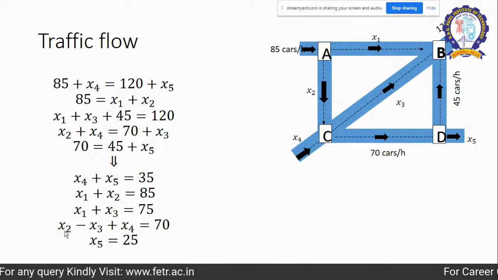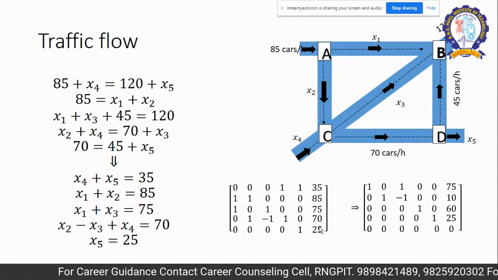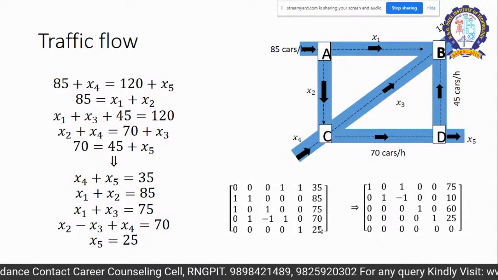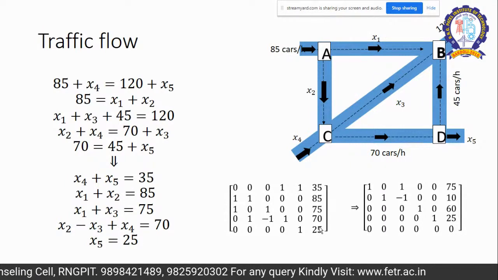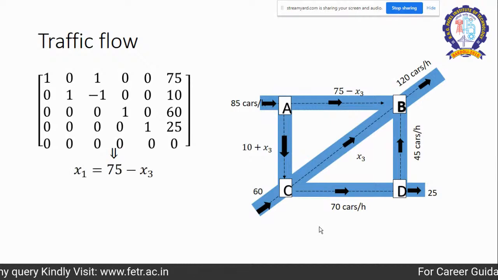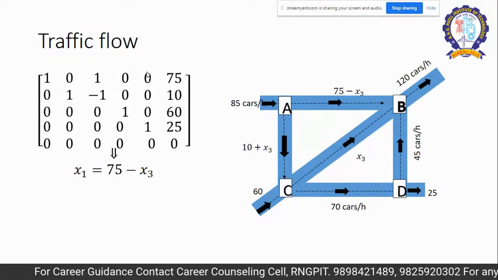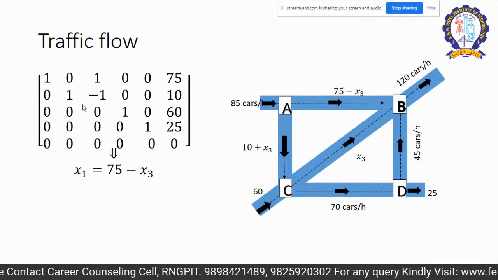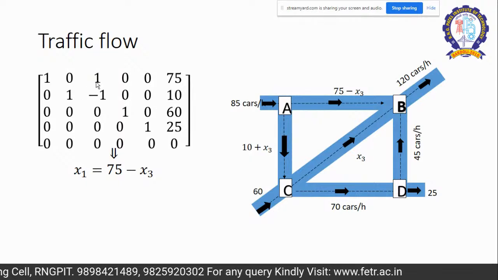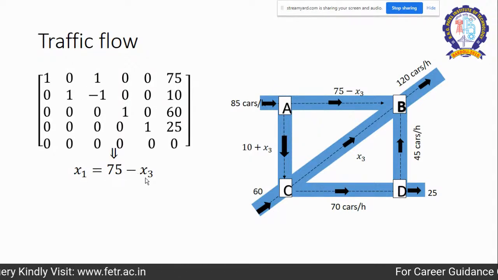So now this is a system of equations that can be converted into matrix form, and it looks like this. Now we are converting to row echelon form that we already went through. This column gives X1, this column gives X2, this column gives X3, X4, X5, and the constant. So X1 plus X3 is equal to 75. That gives X1 equal to 75 minus X3.